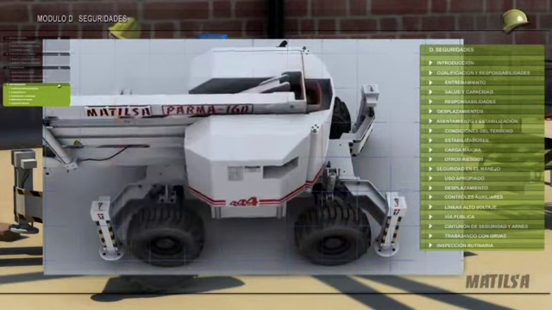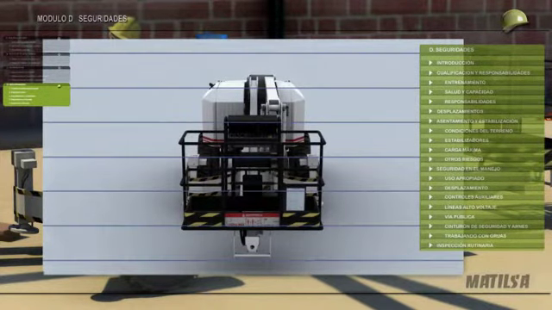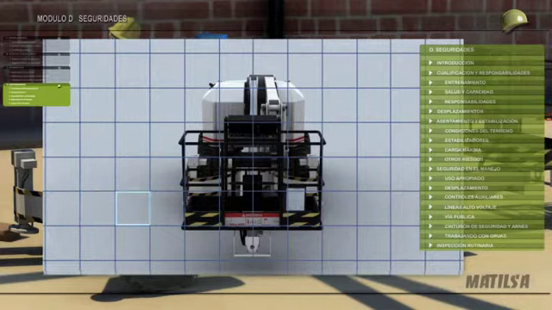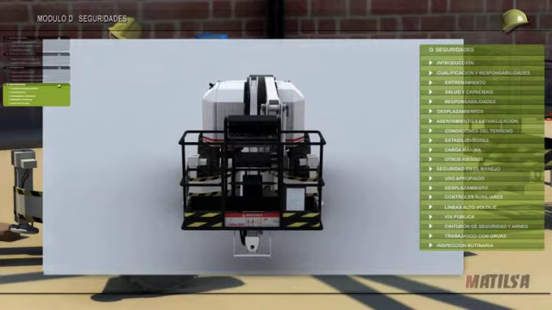The communication system between the platform and the ground. This is logical in machines of such great height. All the emergency systems. All the movements of the joints, telescopic devices, steering, etc.